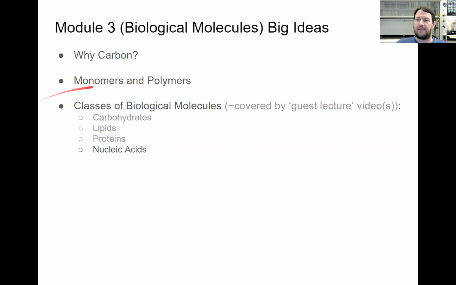Okay, so the big ideas from this chapter. Why carbon? Carbon is kind of the atom that is most associated with biological molecules and living organisms. We call ourselves carbon-based life forms, but why? So we'll try and answer that question. We'll talk about this idea of monomers and polymers.